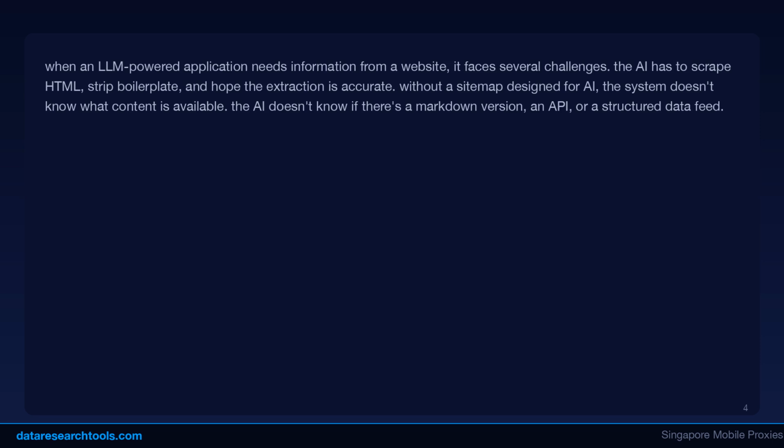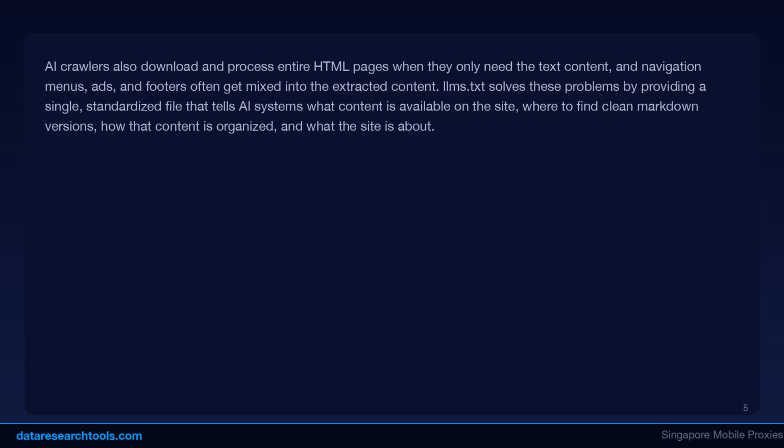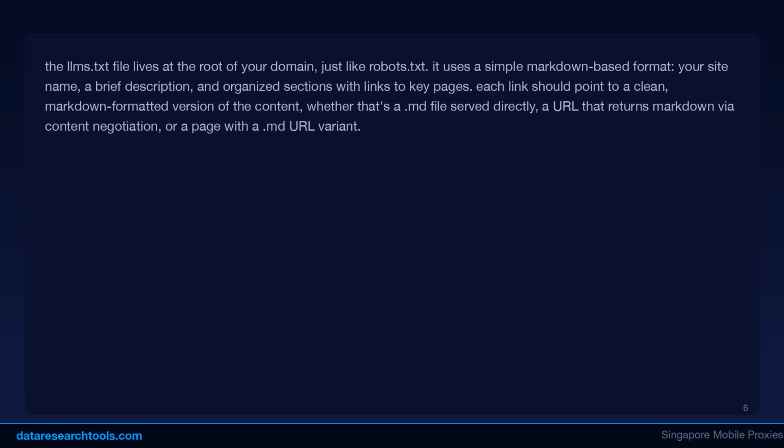llms.txt solves these problems by providing a single, standardized file that tells AI systems what content is available on the site, where to find clean markdown versions, how that content is organized, and what the site is about. The llms.txt file lives at the root of your domain, just like robots.txt. It uses a simple markdown-based format: your site name, a brief description, and organized sections with links to key pages. Each link should point to a clean, markdown formatted version of the content, whether that's a .md file served directly, a URL that returns markdown via content negotiation, or a page with a .md URL variant.